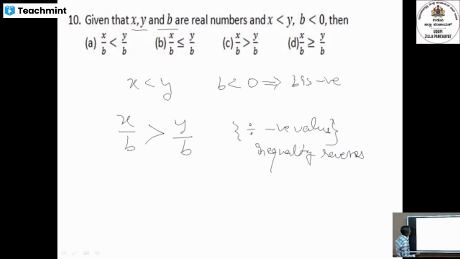Where is the option? x by b less than y by b, not possible. Less than or equal to, not possible. Here it is greater or equal to, not possible. So x by b is strictly less than y by b. It's a glance problem because you can see that b is less than 0.